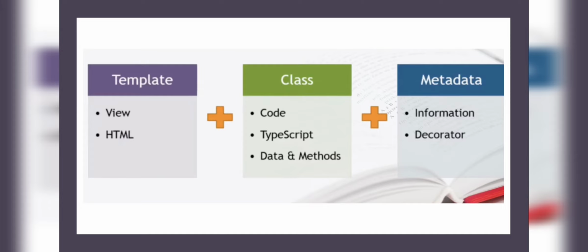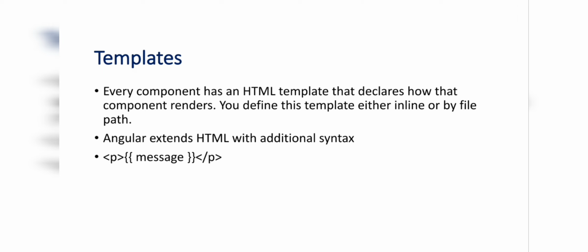So a component consists of template, classes and metadata. Template is basically an HTML file, and classes are like TypeScript files: data and methods, code, etc. And metadata is like information and decorators, etc. So what is this template? Every component has an HTML template that describes how that component renders, and you define this template either inline or by file path.